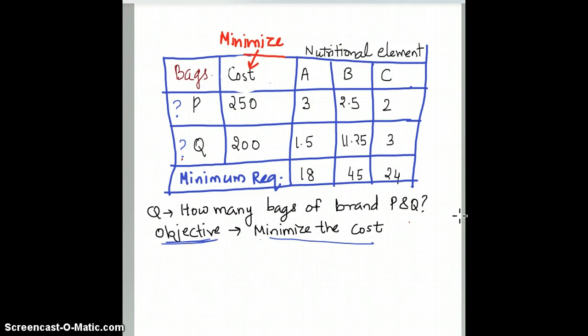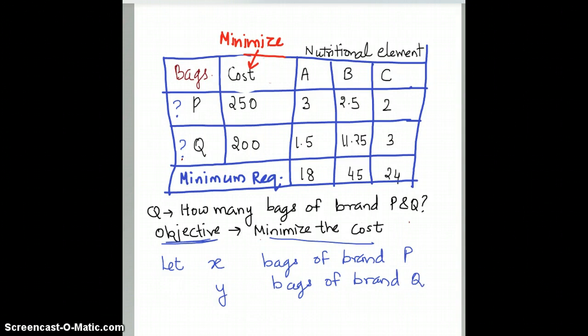As we don't know the number of bags to be used, let us say that X number of bags of brand P is to be used and Y be the number of bags of brand Q that we are going to use.